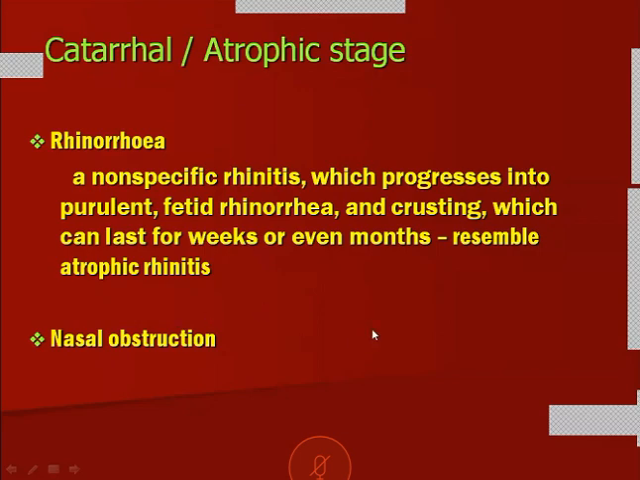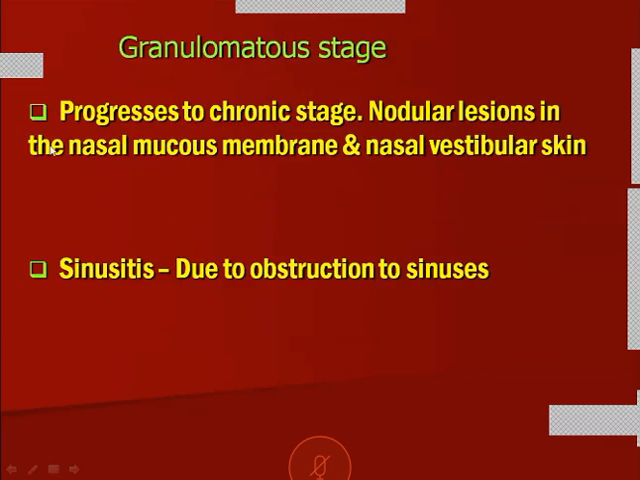The patient will have nasal obstruction with rhinorrhea. Granulomatous is a progression to the chronic stage, with nodular lesions in the nasal mucosa, mucous membrane, and nasal vestibular skin. There will be granulation. If you take a biopsy there, you can typically see the granulation tissue along with the Mikulicz cells. And because of the obstruction of the sinus ostia, the patient will have sinusitis.